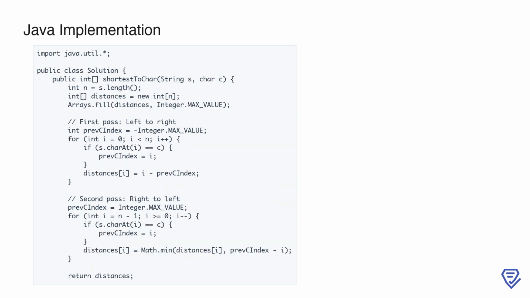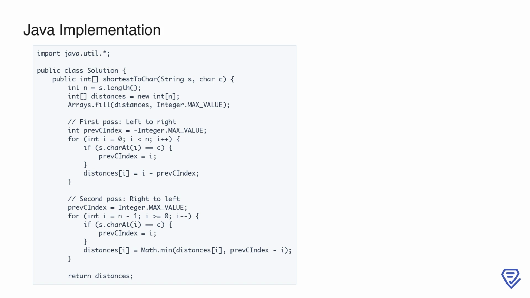Here, we begin by importing the necessary packages and defining our solution class. The goal is to calculate the shortest distance from each character in the string S to the target character C. First, we determine the length of the string and initialize an array called distances to store the results. This array is pre-filled with the maximum possible integer value to ensure we can later compute the minimum distances correctly.